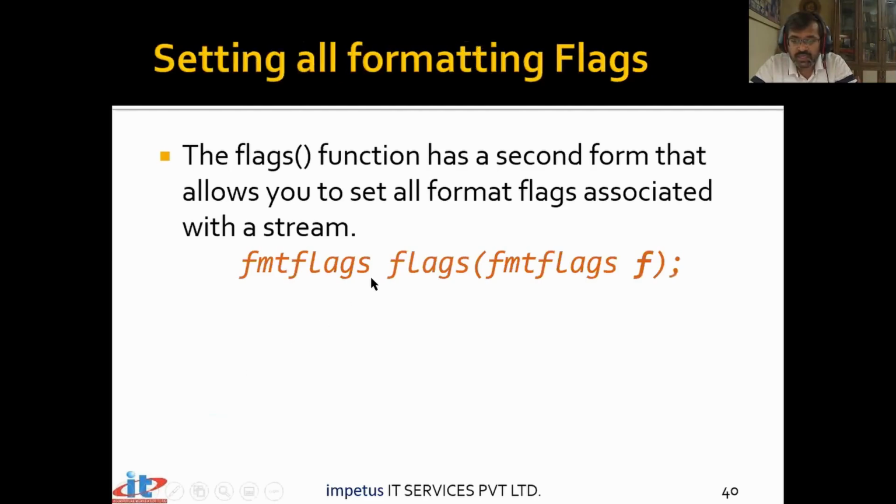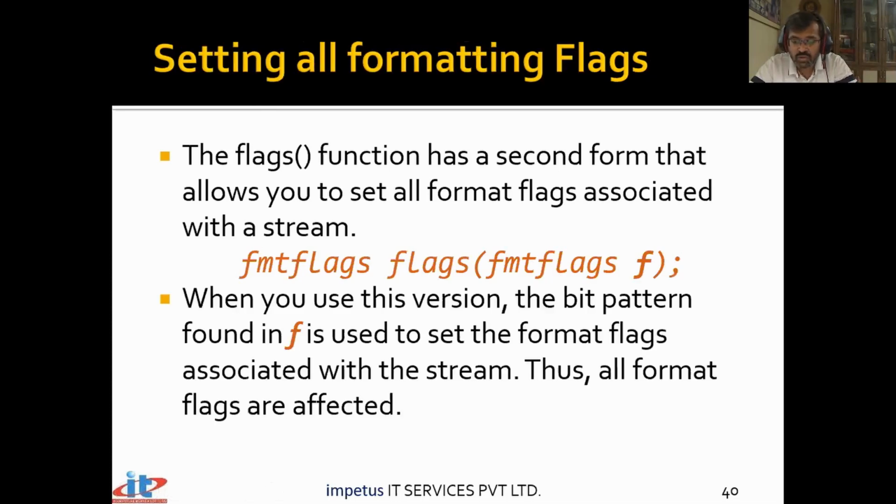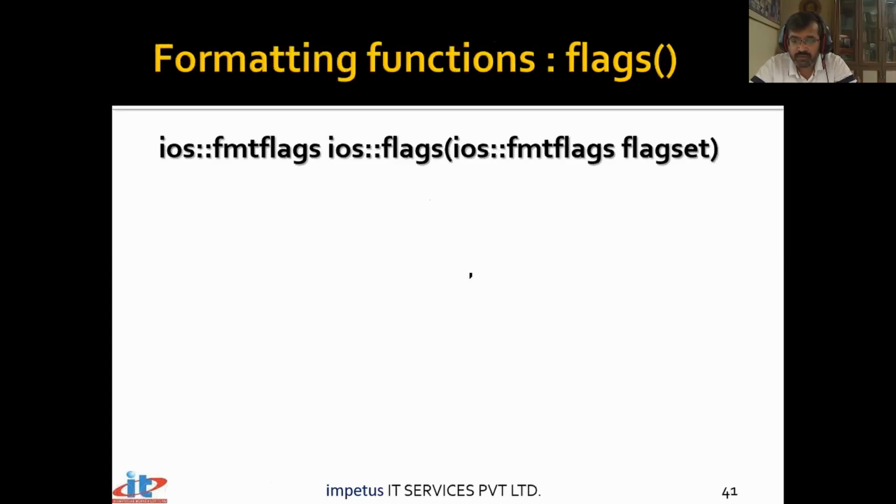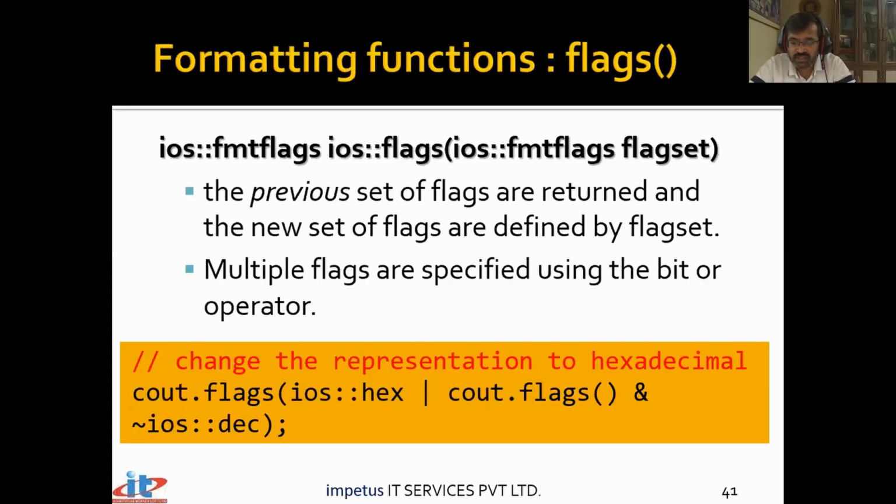Now, there is another function that we just saw in the demonstration, the flags function, in which we pass a variable of type fmtflags. It will do the settings. So whichever flag variable we pass to it, it will be set to the invoking stream. So I say mystream.flags, and if I pass this f, the stream will have the same settings which are there in this particular variable f. So we have these two functions that we have just seen. With cout.flags, we could check which flag is on or off and other things. Change the representation to hexadecimal, with the previous flags being returned.